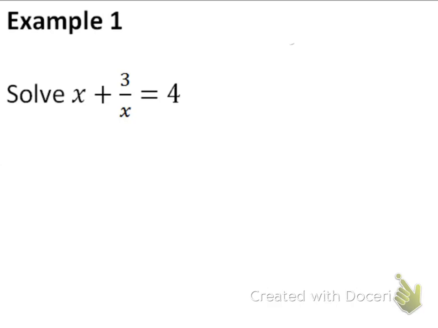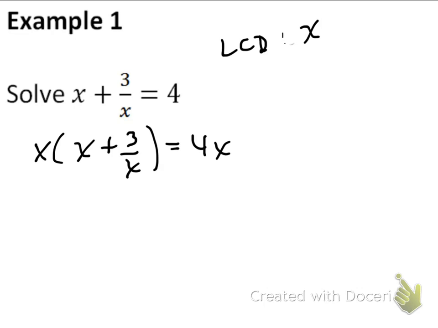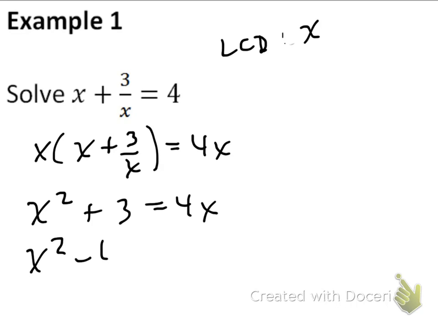We want to solve x plus 3 over x equaling 4. So the LCD, if this is x over 1, 3 over x, this is 4 over 1, the least common denominator, is going to be x. I'm going to multiply both sides of the equation by x, and then distribute, so I have x squared plus 3 equaling 4x. And I'm going to move the 4x over, so I have x squared minus 4x plus 3 equaling 0. And I can factor this quadratic equation.